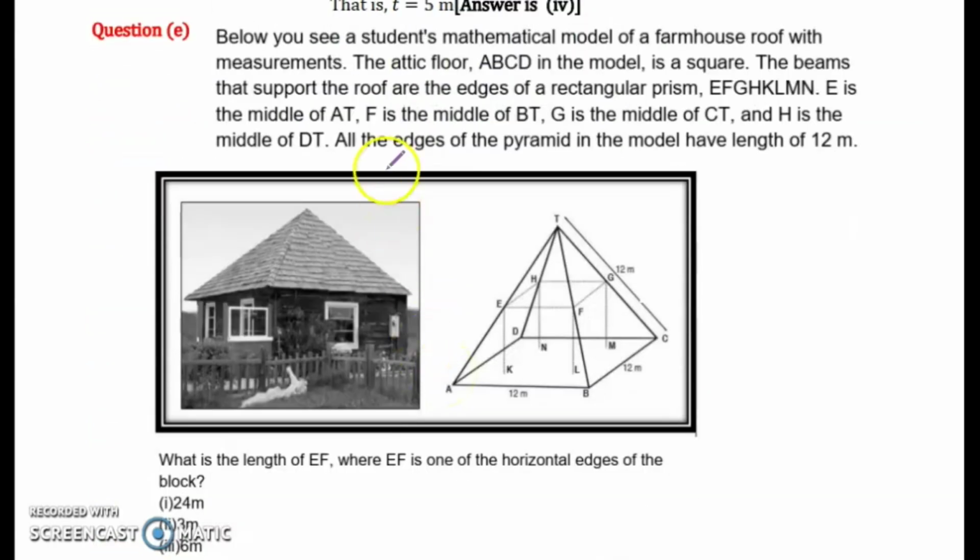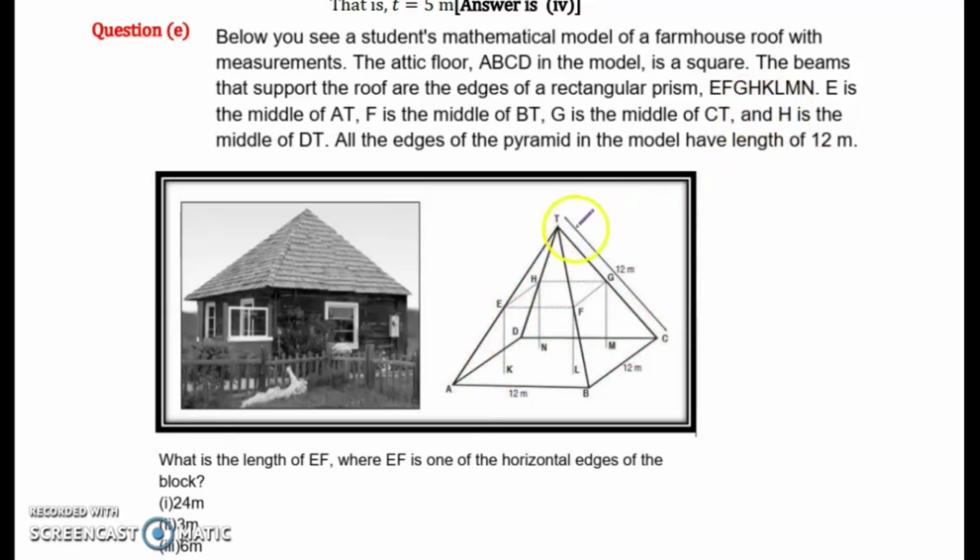Below, a student is making a mathematical model of a farmhouse. ABCD is the model. ABCD in the model is a square. ABCD is the base, right? And after that, what is given? The beams that support the roof are the edges of the rectangular prism. The diagram is very clear: E, F, G, H, K, L, M, N.